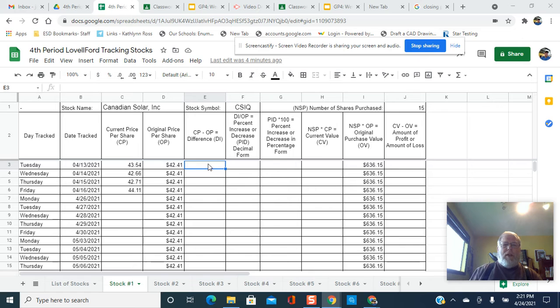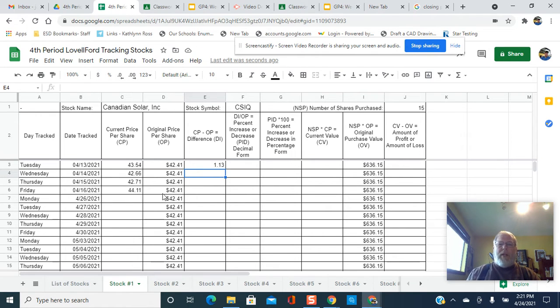So first of all, we're going to find the difference between the current price and the original price. And this is where your calculator comes in handy. So you're going to go equals. Remember, you activate the calculator by hitting the equal sign. And we're simply going to subtract the original price from the current price. So we're going to go 43.54 minus 42.41. Hit enter. So we have a difference of $1.13.